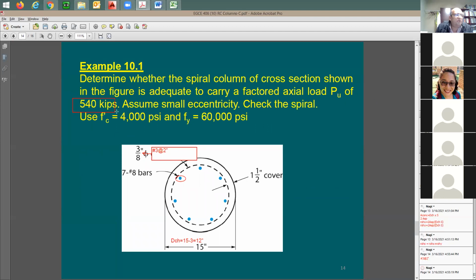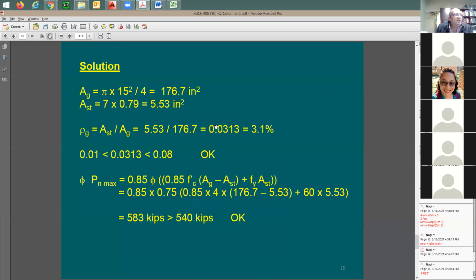In your project, you need to find out this demand so that you can come up with the steel. And of course, you're going to start here with 1%. If it doesn't work, you add more reinforcing and then find out the strength needed. So done with the slide.